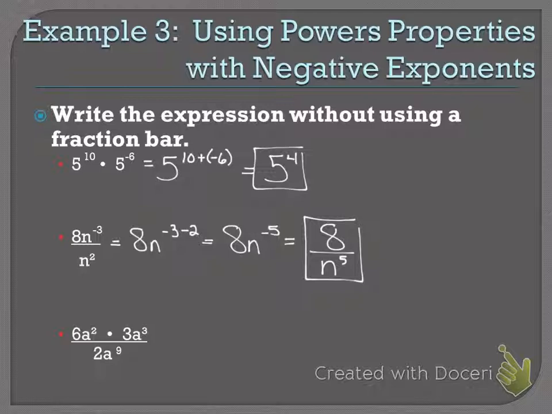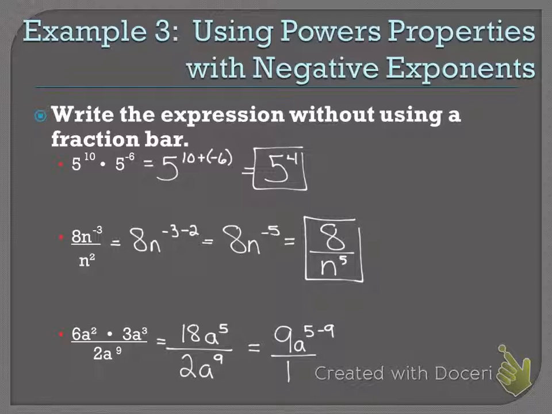That's a good sign. Now in the third example, I can apply both of my properties because I can simplify what's in the numerator. 6 times 3 is 18, and what's a squared times a to the 3rd? It's going to be a to the 5th power. Now divided by 2a to the 9th power. Well, I can simplify my numbers. What's 18 divided by 2? 9. And then I have 9a to the 5th minus 9.